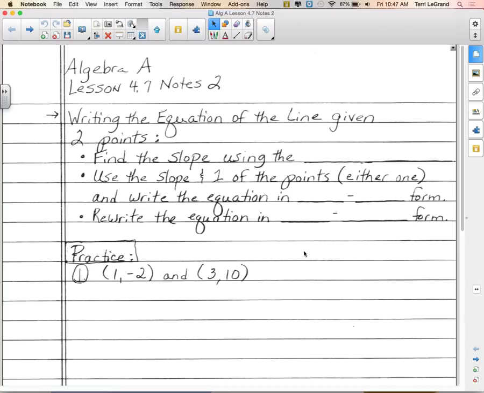So we're still going to use point slope form today, and then we're going to transform it into slope intercept form. Who wants to recite slope intercept form for us?